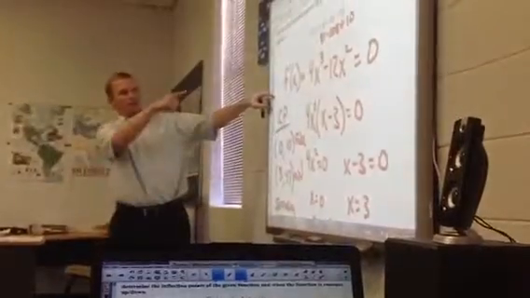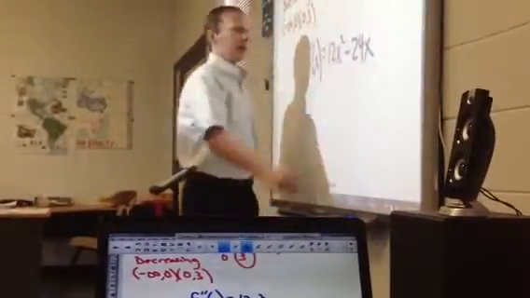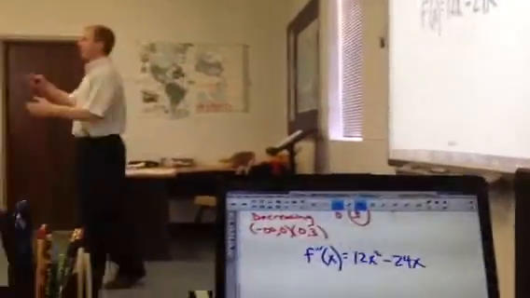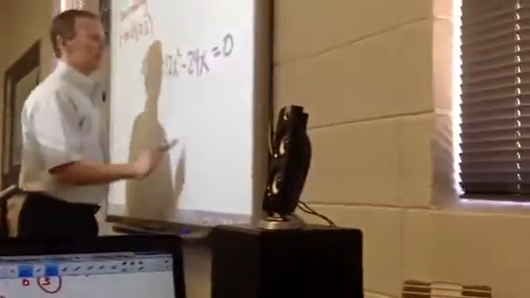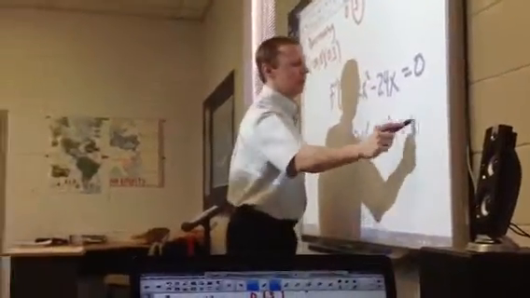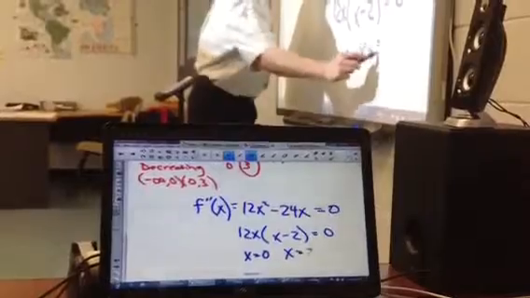Minus 12x squared, negative 24x. So you got your second derivative, and you do exactly with it what you did with the first derivative. You set it equal to 0 and you solve it. Factor out 12x, x minus 2. Set each part equal to 0, you get x equals 0, you get x equals 2.